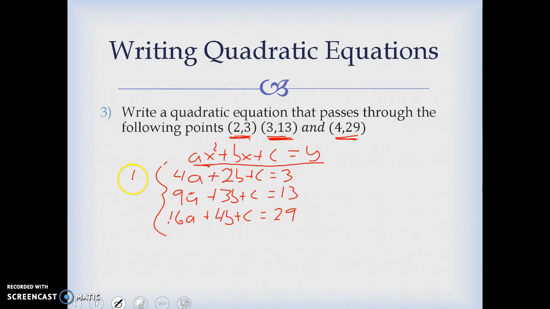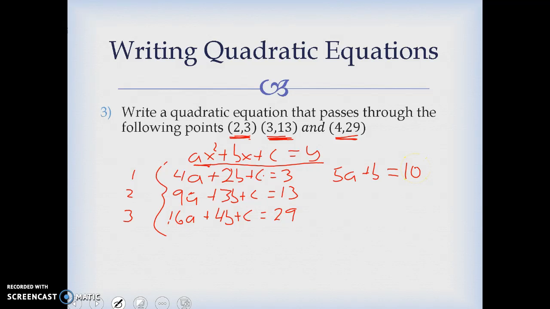If this is equation 1 and equation 2 and equation 3, I'm going to start by taking equation 2 and subtracting equation 1. So in other words, 9a minus 4a is 5a, 3b minus 2b is 1b, c minus c is 0, they cancel each other out, and 13 minus 3, that's 10. So there's one equation with just a's and b's.